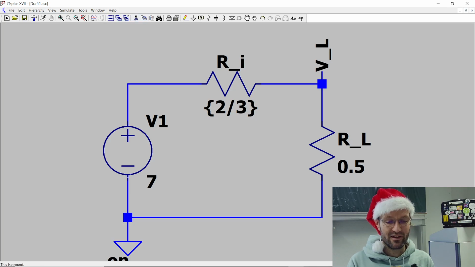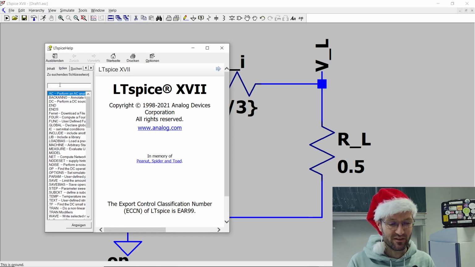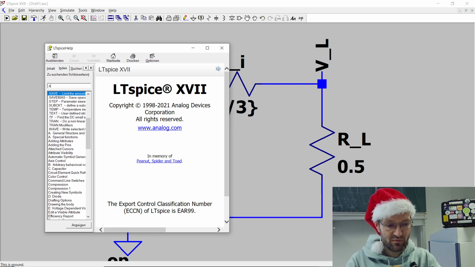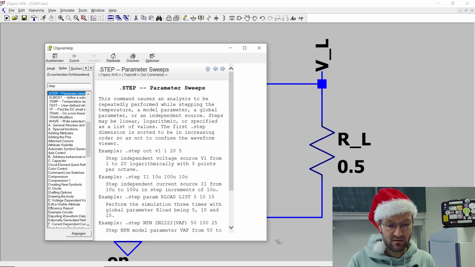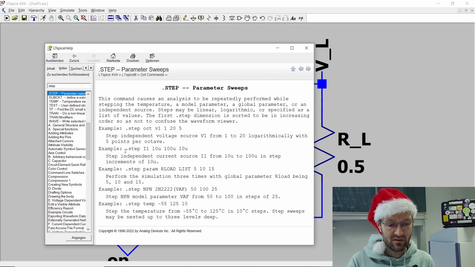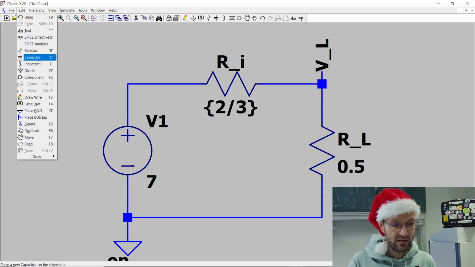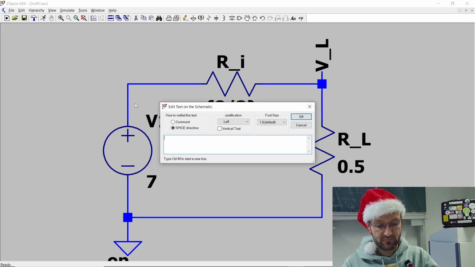So let's check the help, because I also always forget how it's done. There's some step operator or step command that does parameter sweeps. You can see we can do something like step, and then step some load resistor according to a list, for example. This is what I will copy, and then edit and insert as some SPICE directive.